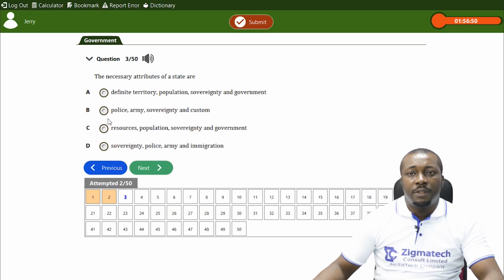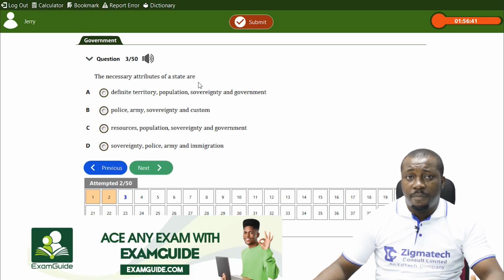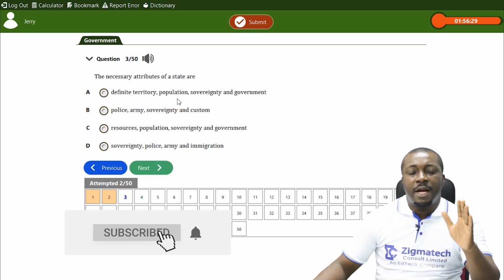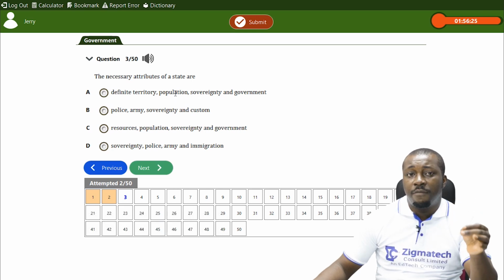Now, the next question says, number 3, the necessary attributes of a state are, remember, a state is a politically organized group of people occupying a definite territory with a government or a supreme power to make and enforce laws within the territory without any form of external aggression. Now, the attributes of states are, we have government, we have defined territory, we have population, we have sovereignty, and also we have other attribute, recognition.